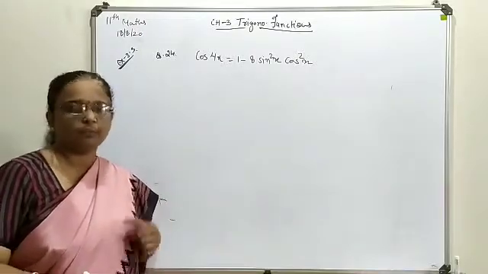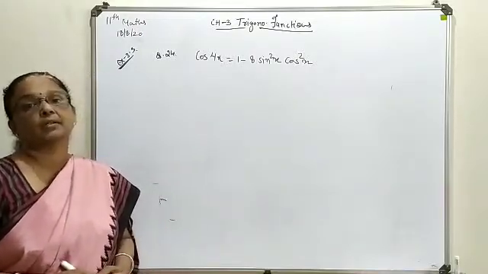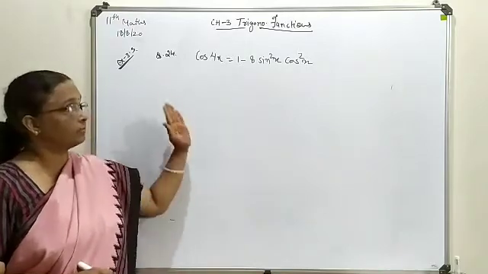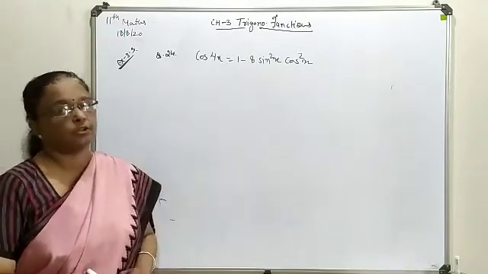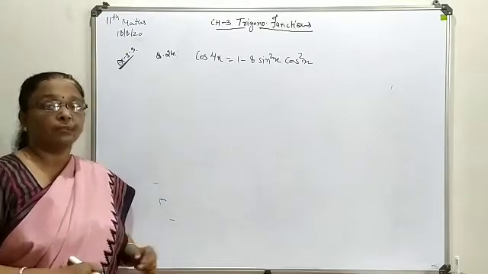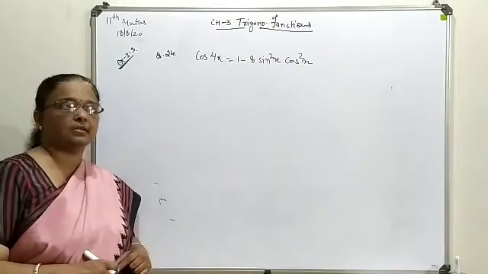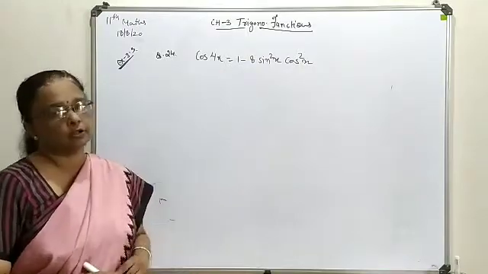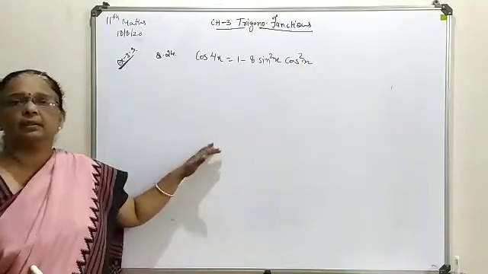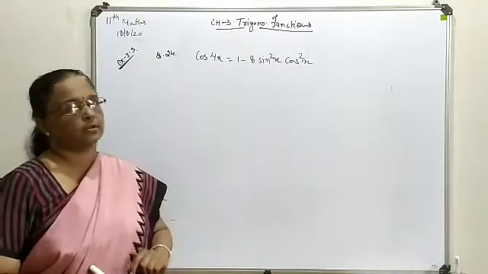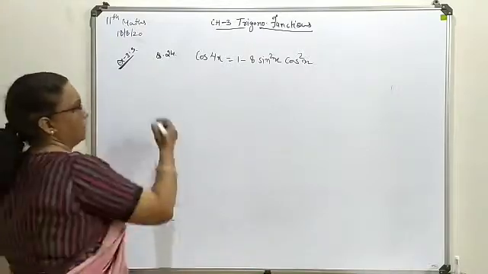So skip that formula. Next it was 2 cos square x minus 1. So here this minus 1 you are having at the second position. The last one, in terms of sin only, means 1 minus 2 sin square x. So that suits your question. So that formula we are going to implement here, taking this cos 4x. So let's start with the solution.